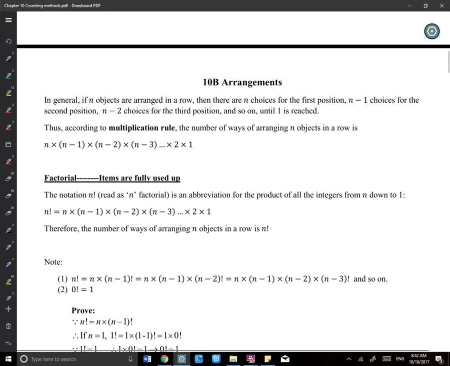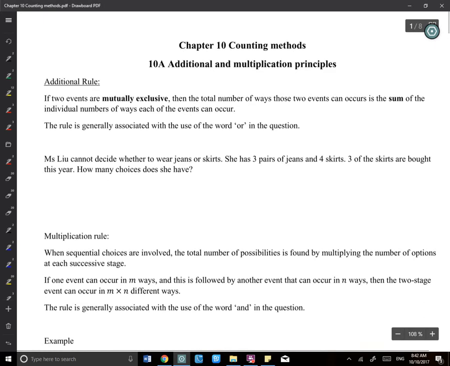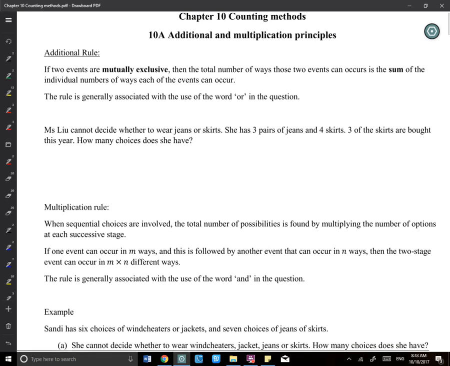Okay, so this chapter is called counting method. What is counting method? We have a couple of ways of rearranging things. The first exercise is really easy. It's the really basic part. It's called additional and multiplicational principles.